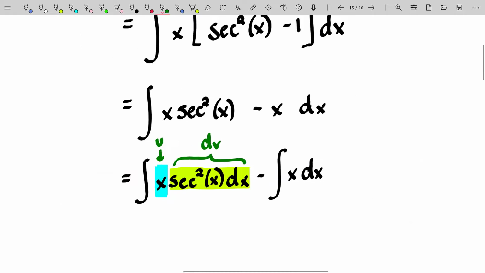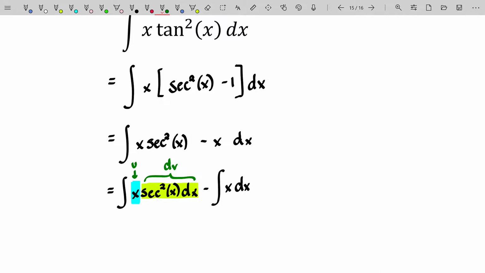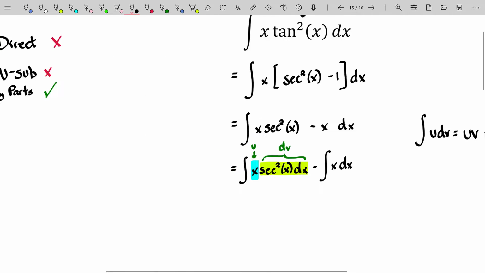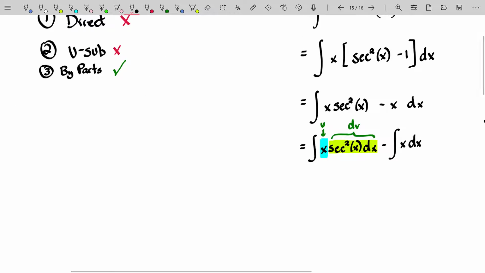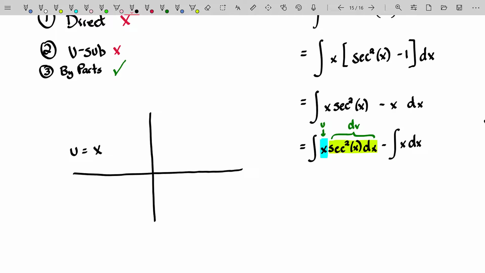Now I'm not going to go through the entire by parts integration method because you should know that prior to watching this video, but I will at least write the formula down. The integral of u dv is uv minus the integral of v du. So let's go ahead and, off to the left, create a table with u and dv. There we have u and dv written down.